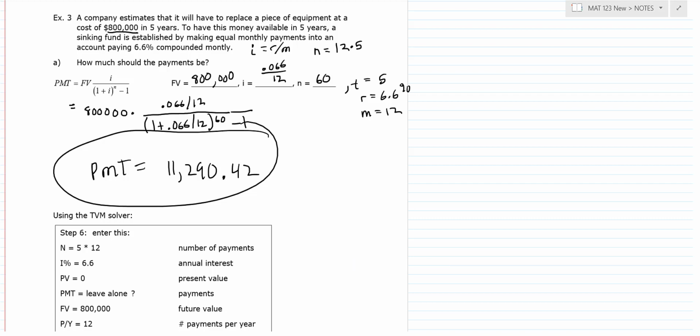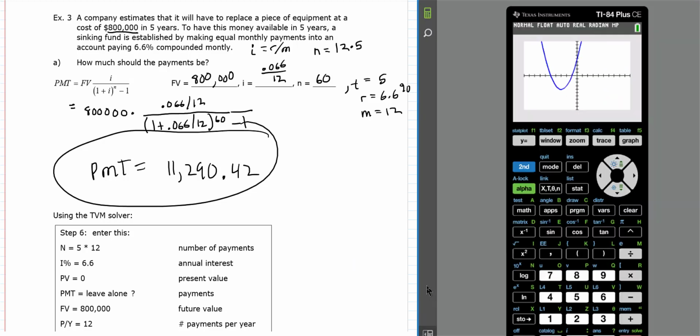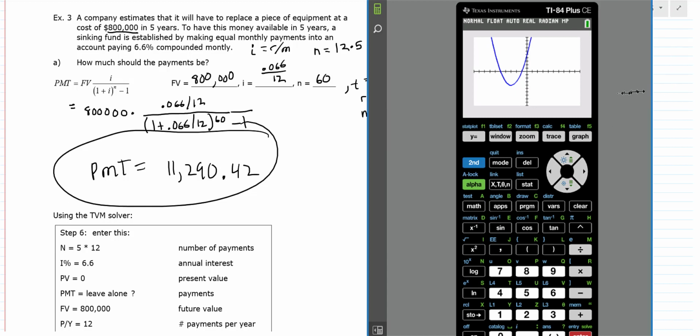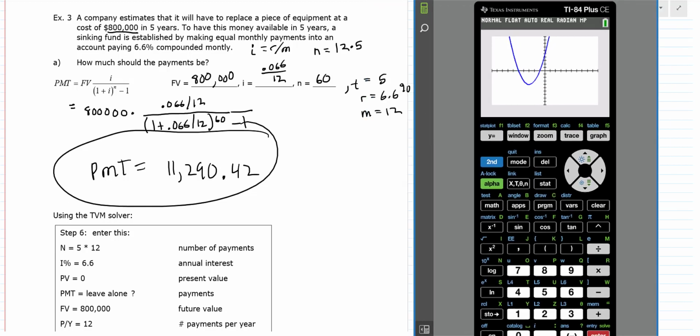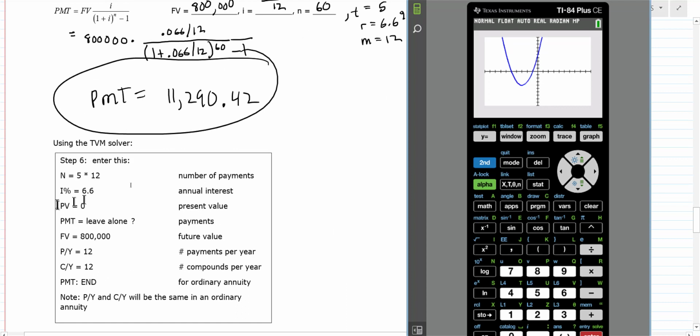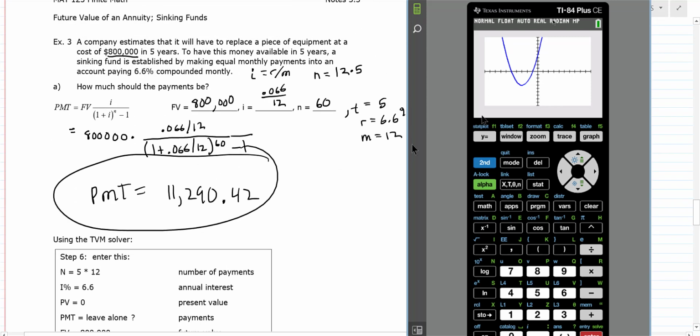Problems like this, if you see this on the final exam or test 4, what I want you to do to get partial credit is plug into the formula, or write down what you put in the TVM solver. Be careful about how you enter your answers.